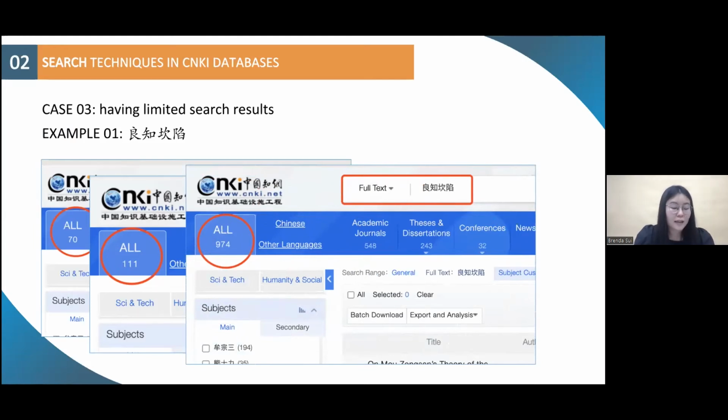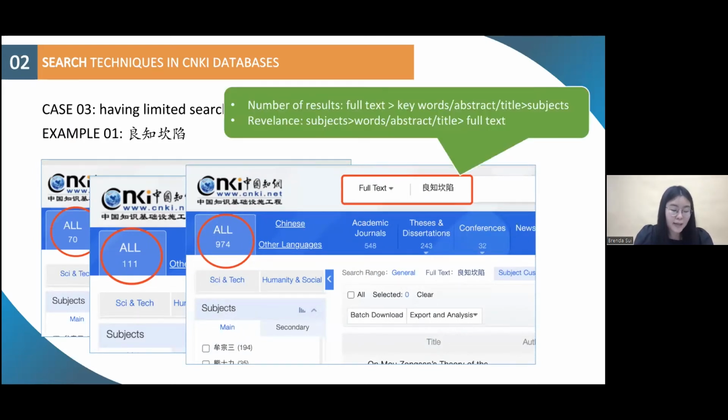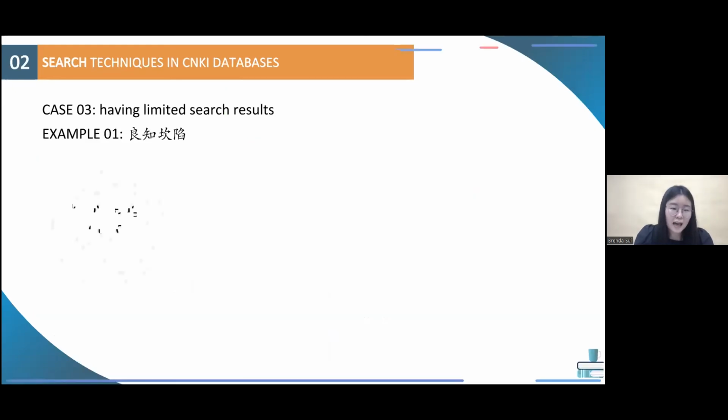I can get more results, but I have to keep in mind that though in this case I can find more papers, the relevance decreases as I expand the scope. So what are some other techniques to find relevant literature? In Cnki, we have knowledge network node to help us do the job.